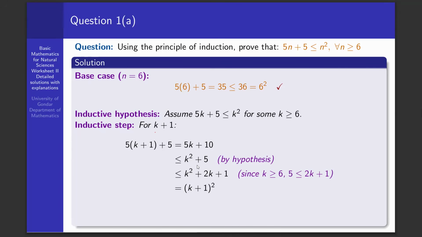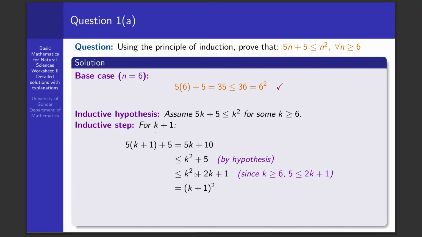But in this case, we have still less than or equal to k square plus twice of k plus 1, because of this one, that is k greater than or equal to 6, 5 is less than or equal to twice of k plus 1. That is, twice of k plus 1 is greater than or equal to 5, so that k square plus 5 is less than or equal to k square plus twice of k plus 1, because this 5 is less than or equal to twice of k plus 1.